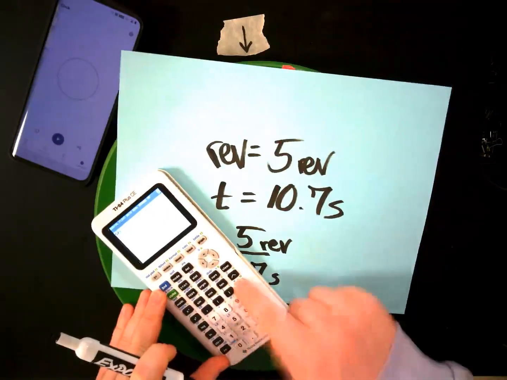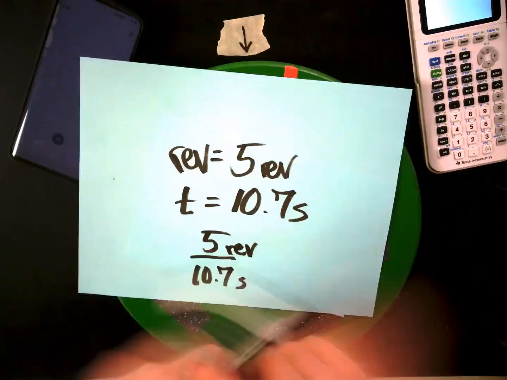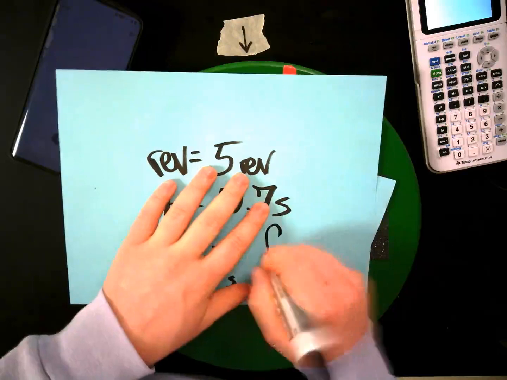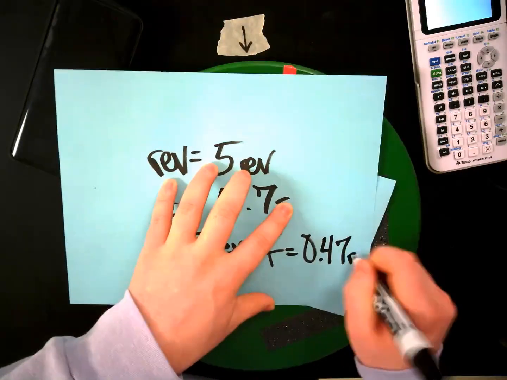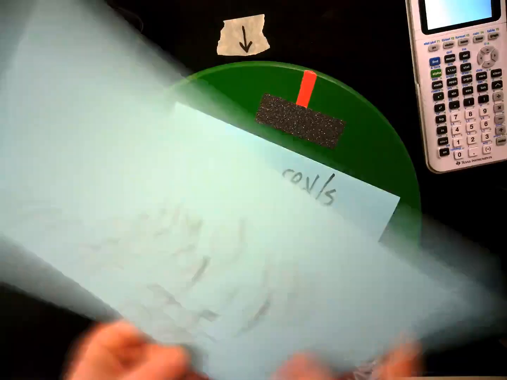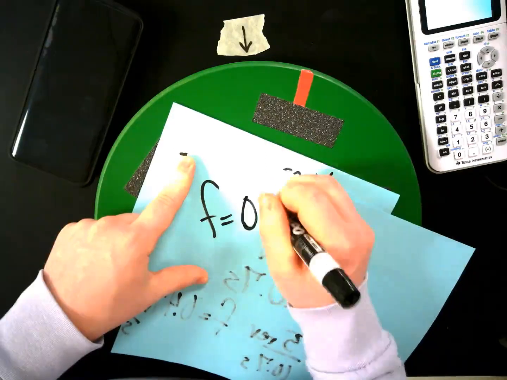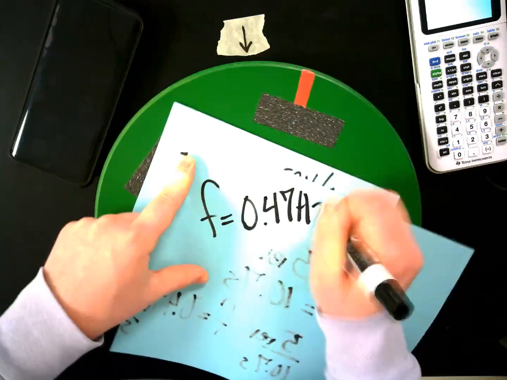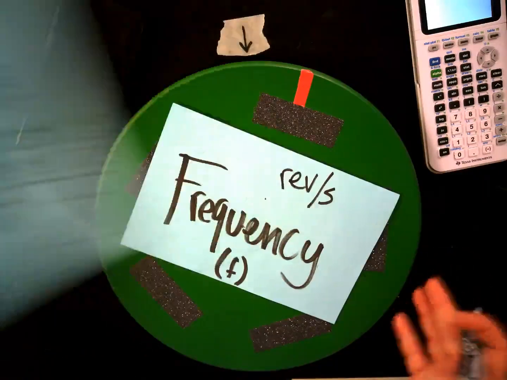So it would be 5 divided by 10.7, and I get roughly, my frequency would equal somewhere about 0.47 revolutions per second. Or another way we can say that: frequency is equal to roughly 0.47 hertz. Okay, same difference. So that's what frequency is.